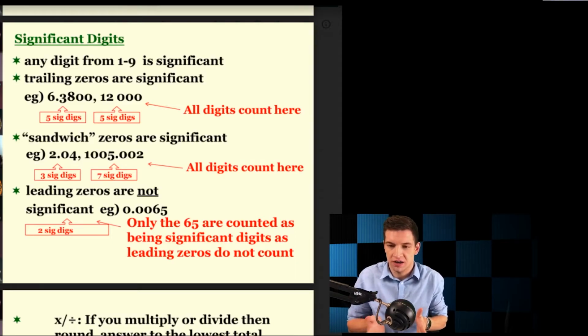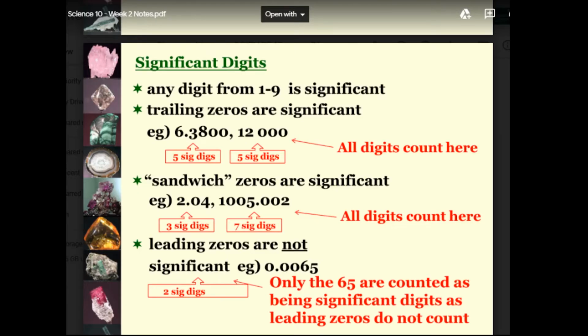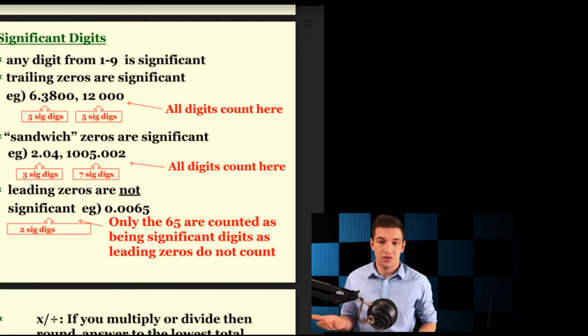So here is the first set of rules. This is when you're just looking at a number. We're not talking about any calculations yet, just what is significant in these numbers. First of all, any digit that is 1 to 9 is significant, and then trailing zeros are also significant. So what are trailing zeros? Trailing zeros are the zeros at the end of a number. So if you look at the first example here, 6.3800 or 12,000, they both have 5 significant digits because any digit from 1 to 9 is significant. 6, 3, 8, those are all significant. And then the zeros, since they're trailing zeros, they're also significant. So all the digits count here.